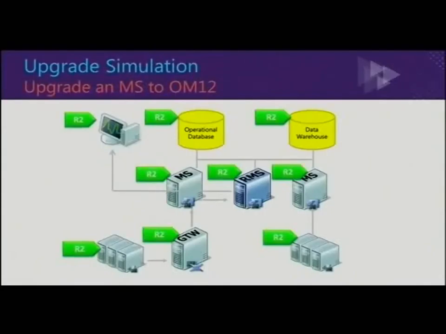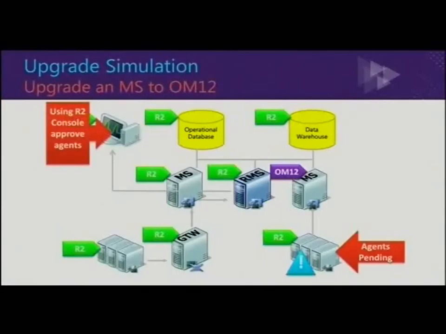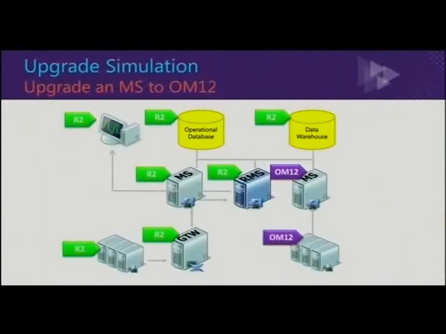We're ready to progress. The next thing we need to do is upgrade a management server in our environment to Ops Manager 12. It can be any management server. The thing is, it can't be the root management server. That needs to wait till later. So we'll pick one, run the setup on that box, and upgrade it to Ops Manager 12. The first thing that's going to happen here is the agents that are reporting back to that management server are going to go into the agents pending view within the admin workspace of the console on your existing Ops Manager 2007 R2 console. So all we need to do is go in and approve the agent upgrade, and it'll bring those agents up to Ops Manager 12.